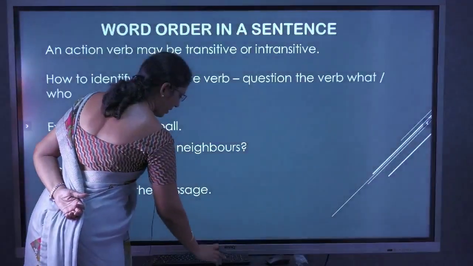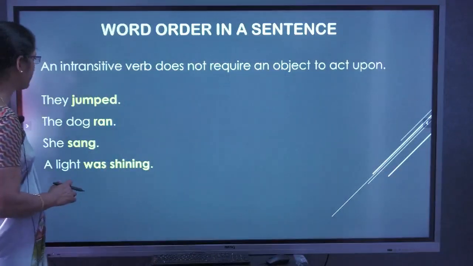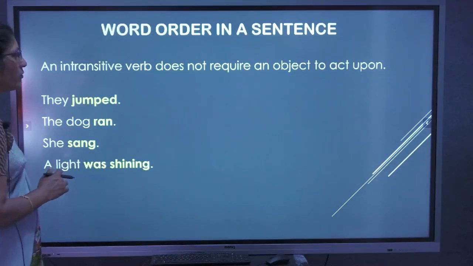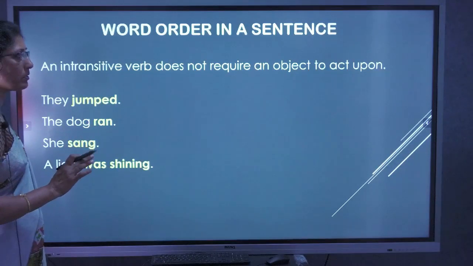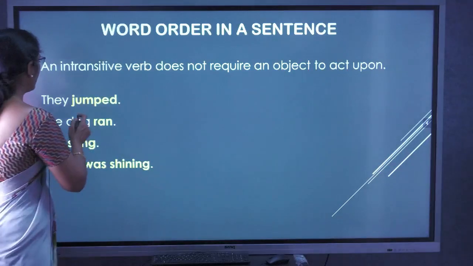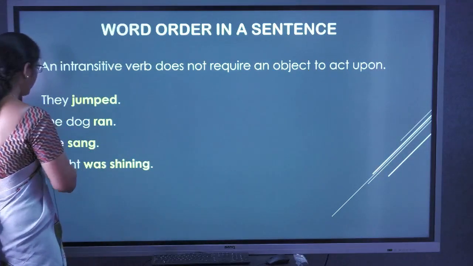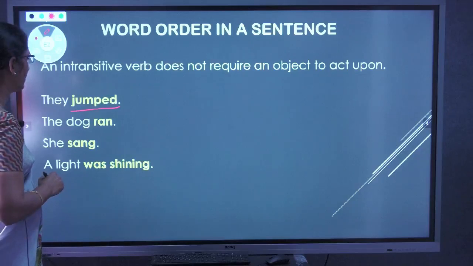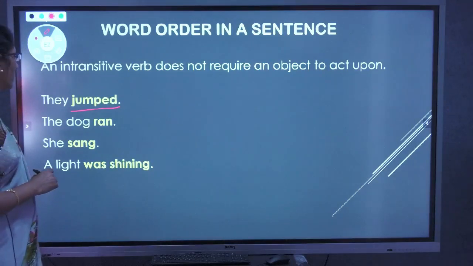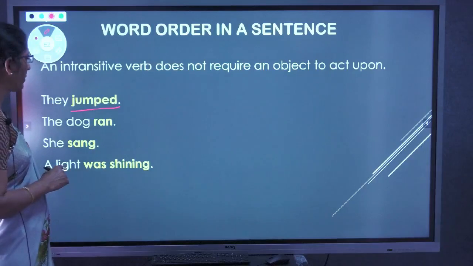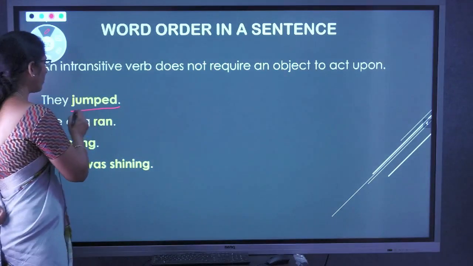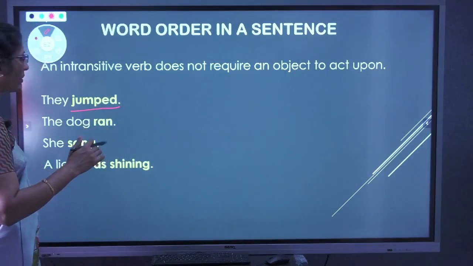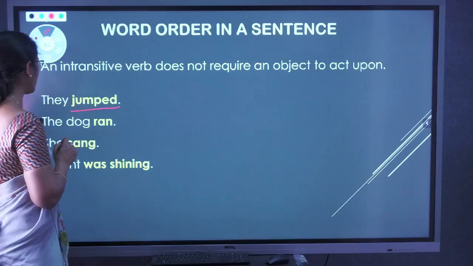Let us move to the next part. Okay. Let us see some examples of intransitive verb. An intransitive verb does not require an object to act upon. Check this. They jumped. Just ask a question. What did they jump? Who jumped? What did they jump means you don't get any answer. They jumped, that's all. Here there is no object to receive the action. Okay? That's why this is an intransitive verb.